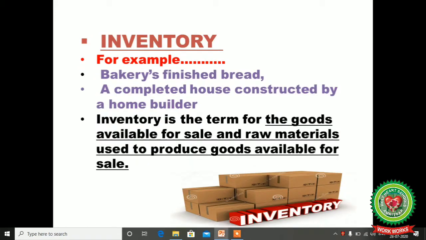Inventory means raw material, the stock available in the godowns. For example, the bakery's finished bread, a completed house constructed by a home builder. Inventory is the term for the goods available for sale and raw materials used to produce the goods available for sale. So raw material, work in progress and finished product stored in the godowns are considered as the inventory or the stock of the company. And the main head for inventory, current assets.